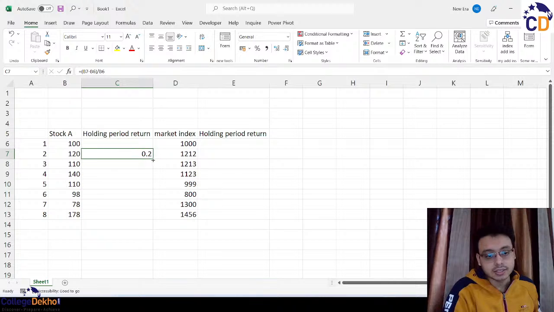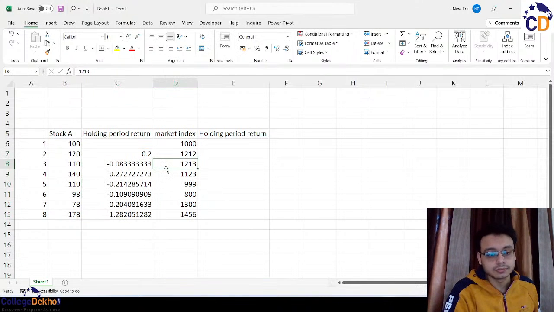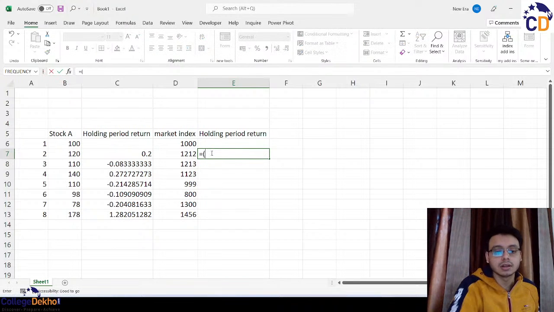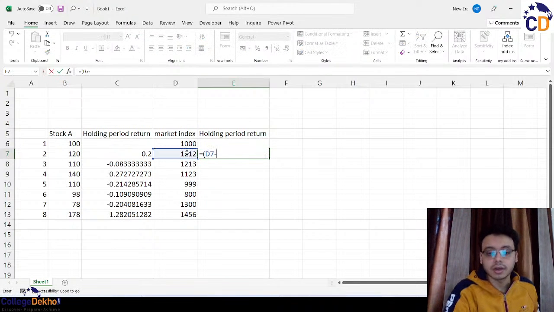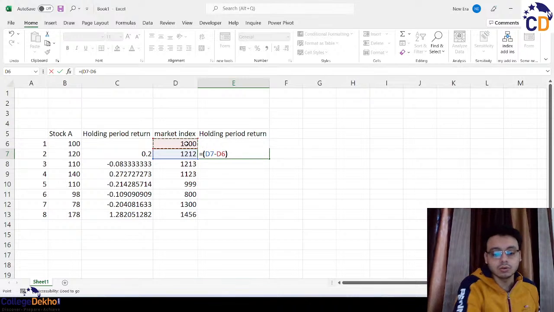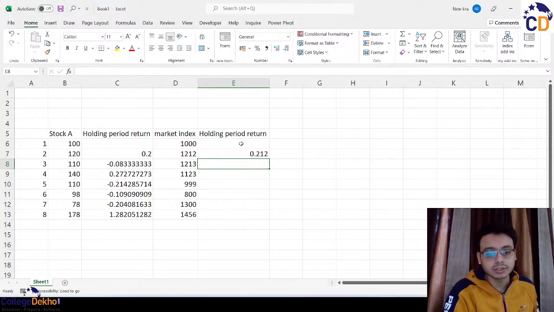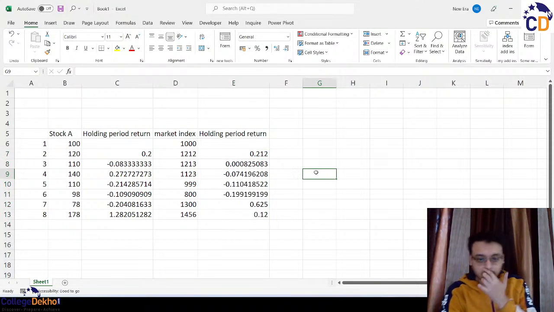And the same thing you can drag down, and do the same for the market returns as well: the final value minus initial value. These are in decimal terms. If you want to convert them into percentages, you can just multiply by 100. So these are the Nifty returns.